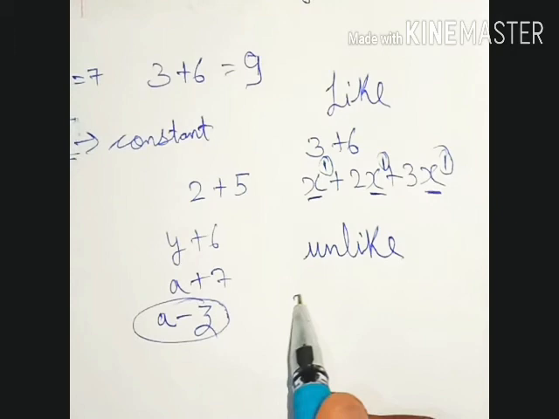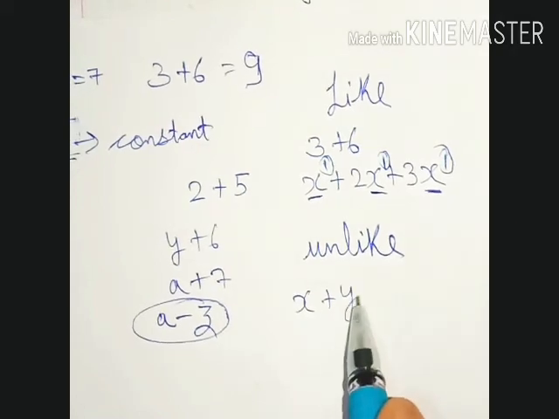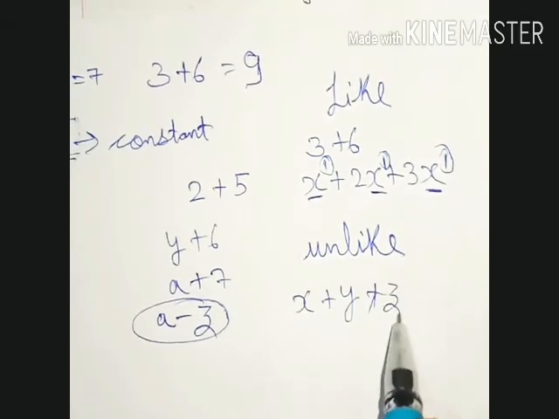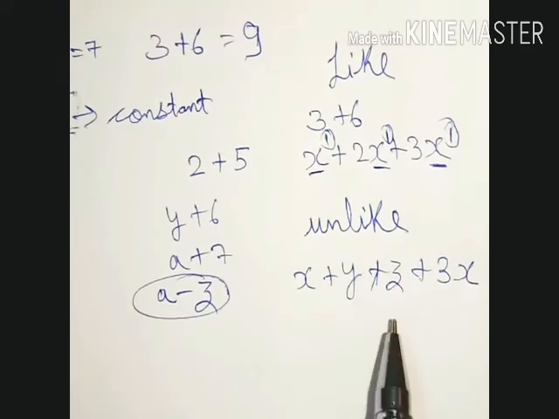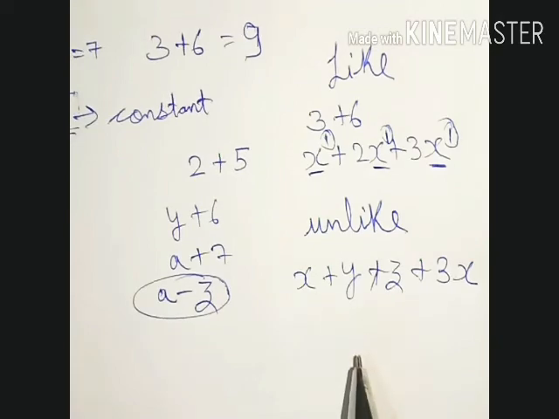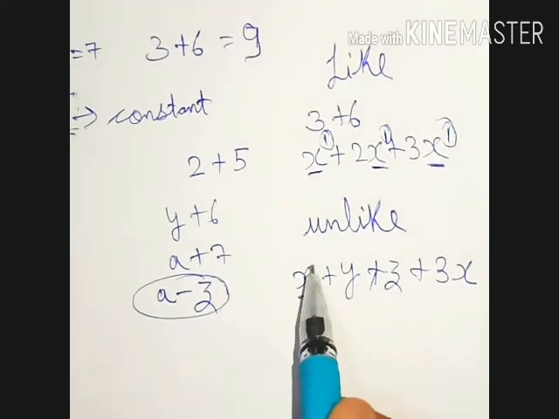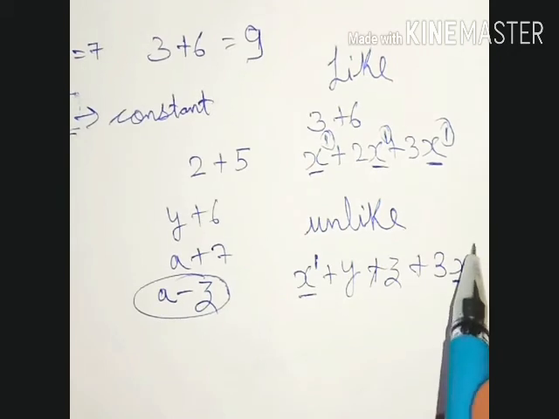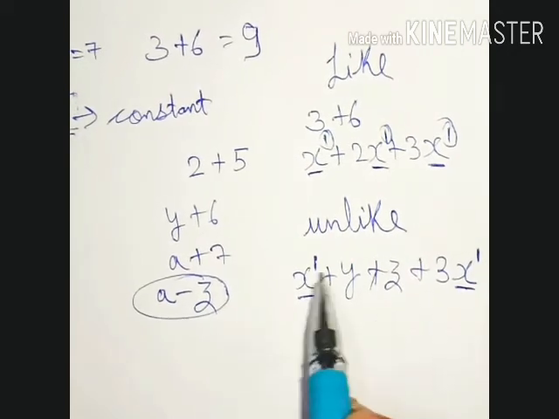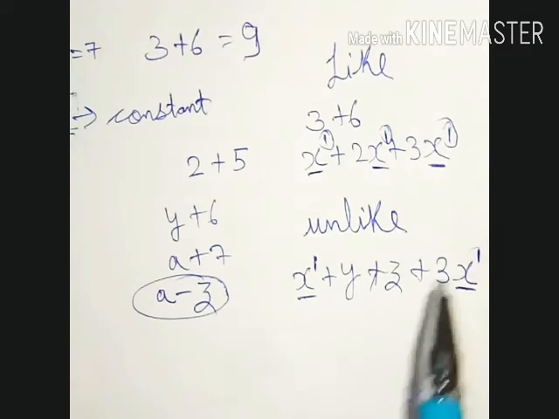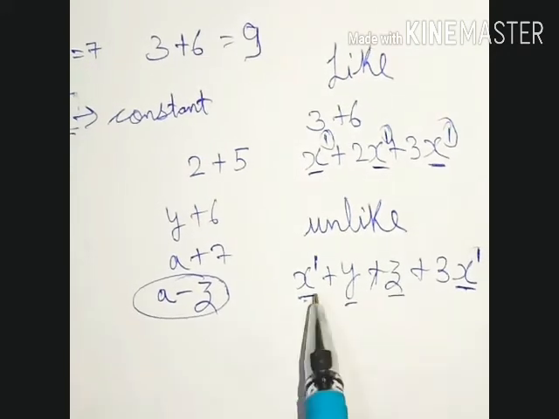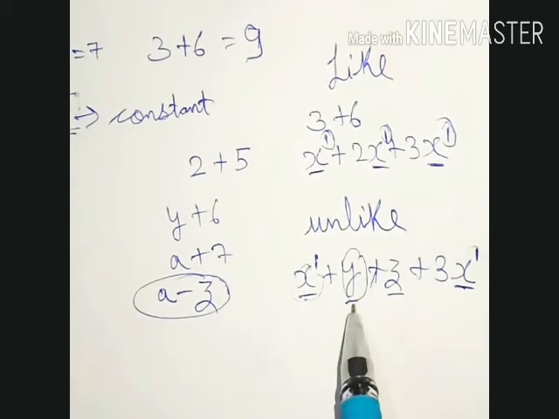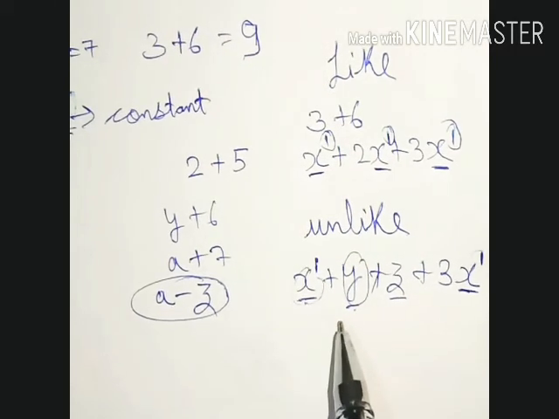And for unlike terms, we can write x, y, z, and one more term, 3x. Then can you differentiate which are like and which are unlike? The x raised to power 1 and x raised to power 1 are the same variable, and the power of both is also the same. So these two terms are like terms, and the others are unlike, because x and y are denoted by different symbols. This is the difference between like and unlike terms.